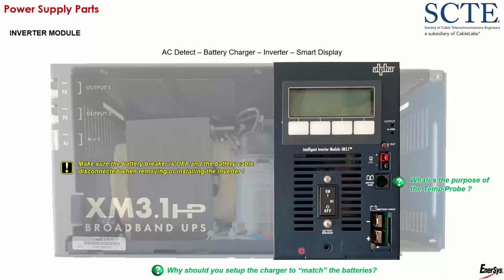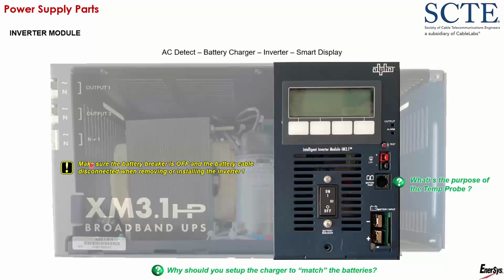My question down the bottom, why should you set up the charger to match the batteries? So most power supplies will allow you to go into the smart display and actually select the battery type or manually set up the battery type in the smart display. And what that does is it optimizes the charger so that the charger and the batteries match, and that will help keep your batteries from overcharging or undercharging, which will make the batteries last longer over time.